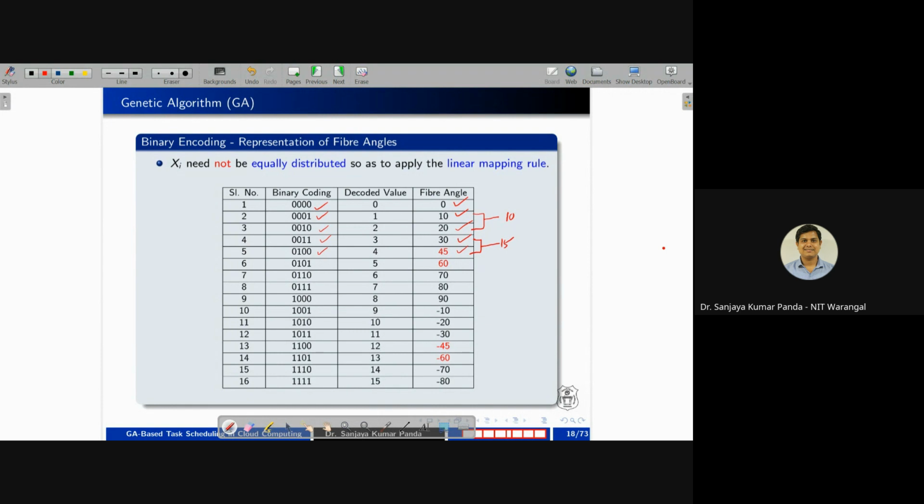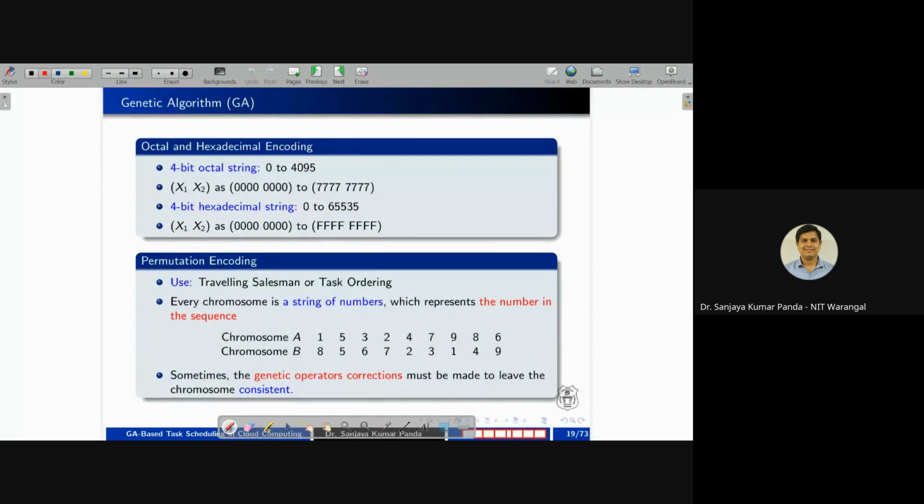And it is not necessary that you will go for binary encoding. These are binary encoding, right? Because everything is represented in the form of 0 and 1. So sometimes we can go for octal encoding also. We can go for hexadecimal encoding also. If you go for octal encoding for a variable x1, it is 400 to 47, because in the octal case we have 8 values, 0 to 7. Similarly, for x2 also you can say 400 to 47.